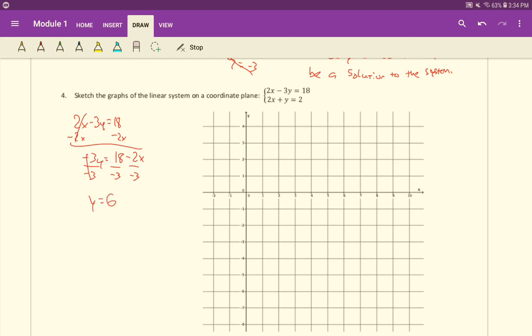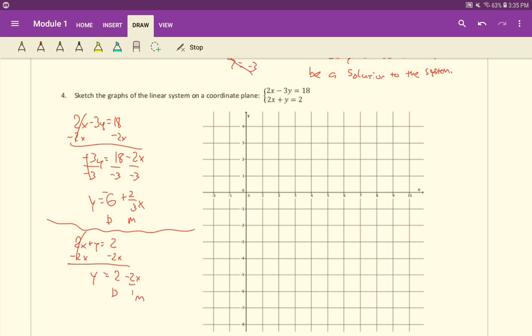So 18 divided by negative 3 is negative 6. Negative 2 divided by negative 3 is positive 2/3 x. So there's our y-intercept, and there's our slope. Okay, and then 2x plus y equals 2. So subtract 2x from both sides. 2x minus 2x is going to cancel out, so we're left with just y. And then 2 minus 2x is just 2 minus 2x. Whoops, positive 2 minus 2x. There you go. So again, our slope is going to be negative 2 over 1, and our y-intercept will be 2.